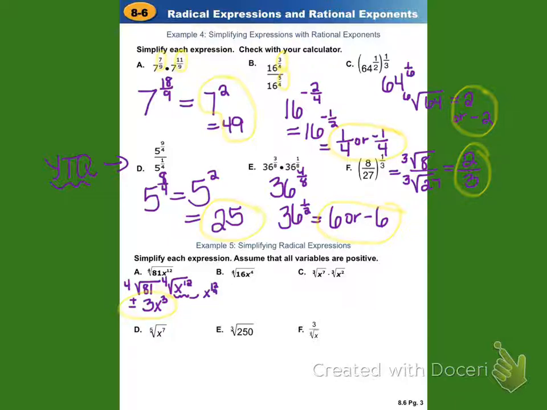Now we're going to go ahead and skip example B because it really is the same type of problem. Now let's look at example C. So we'll just write a little skip next to this one. We're going to skip this.